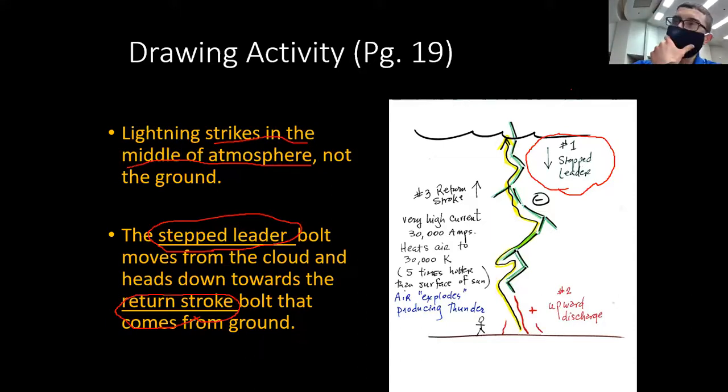Keep in mind, is the speed of sound faster or the speed of light? The speed of light is faster. That's why you see a flash, and then you hear the rumbling thunder.